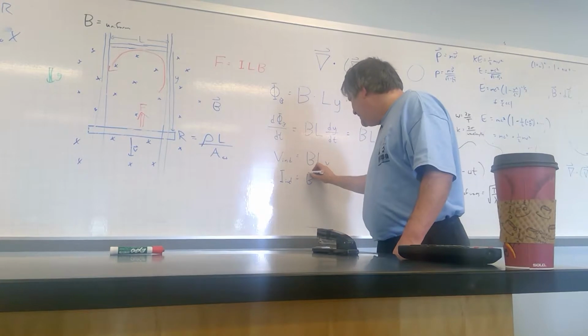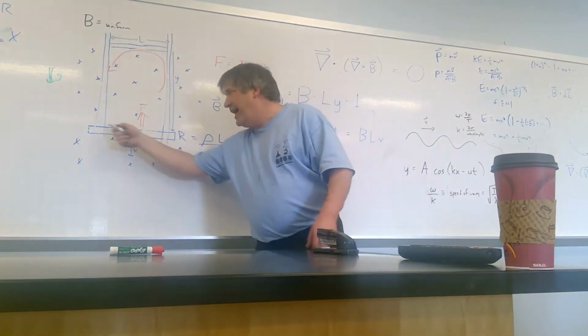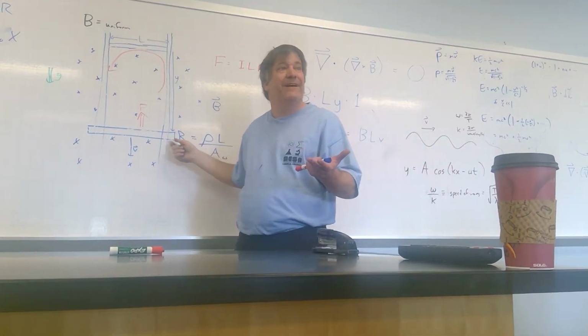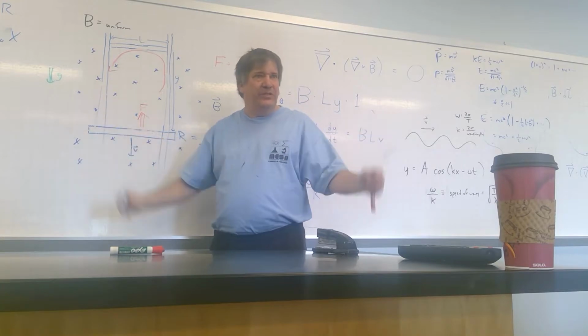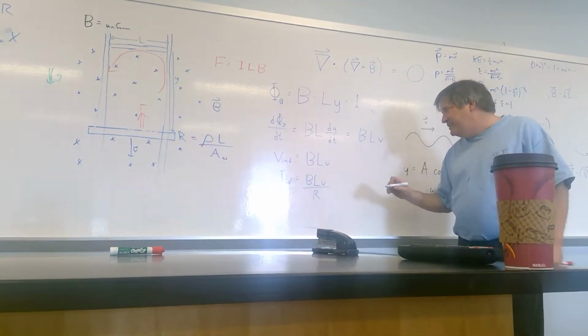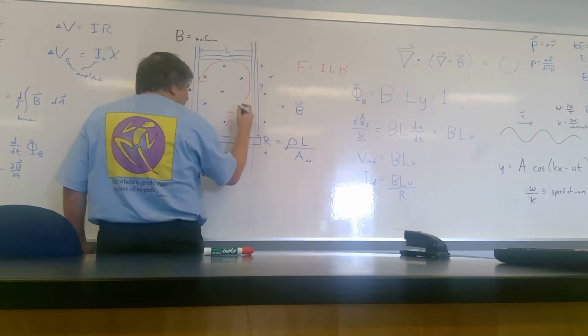It's going to be that induced voltage divided by the resistance of that rod. I'm assuming, by the way, that all these other rails are 0 resistance, and this rod is the only one that has any appreciable resistance to it. All right, so there's my induced current. If that's my induced current, how strong is that force?